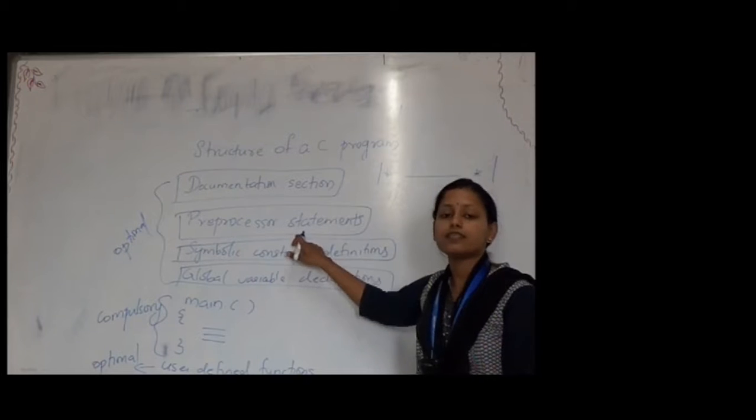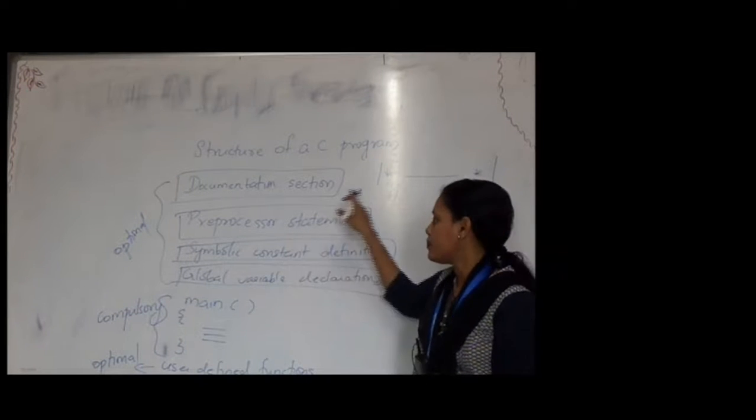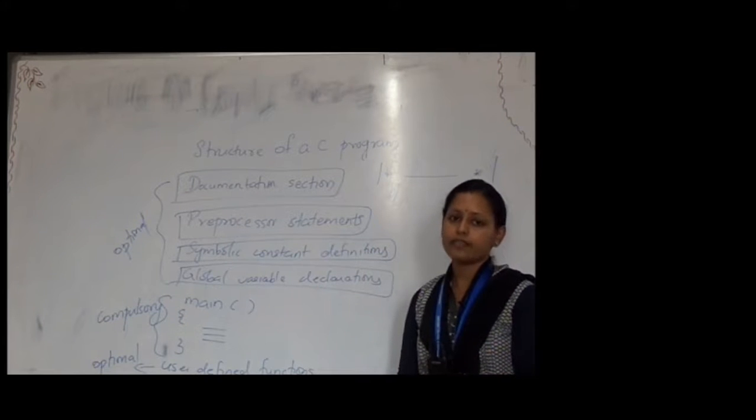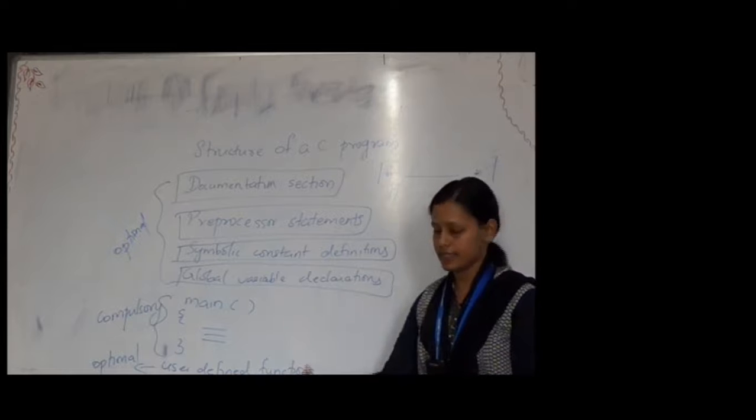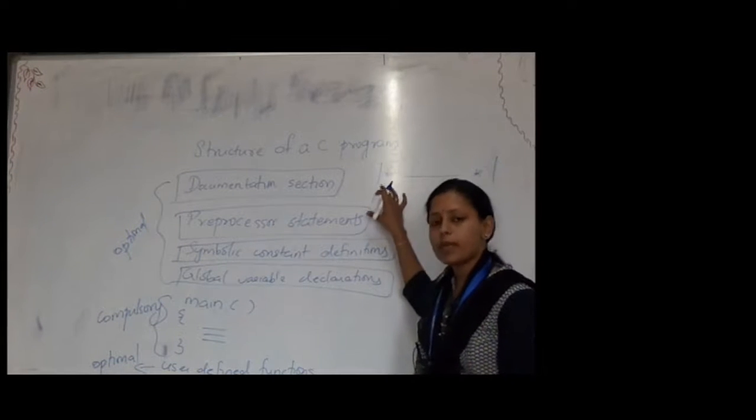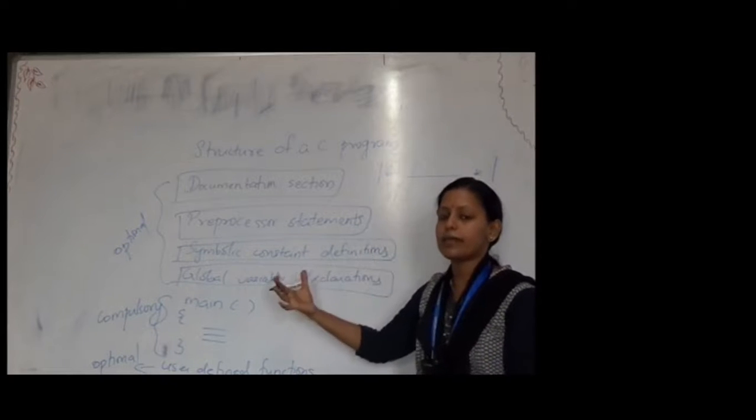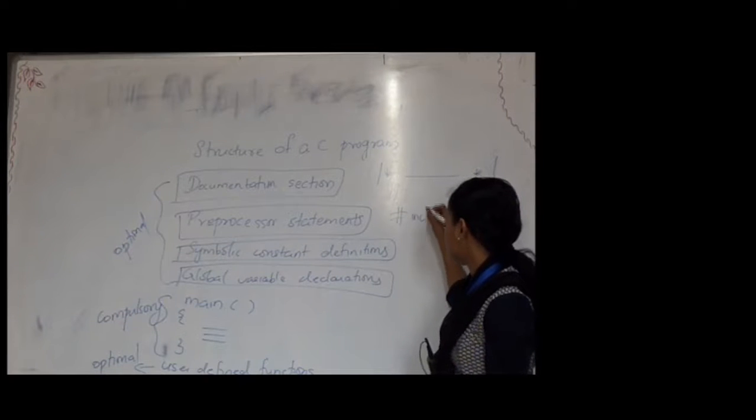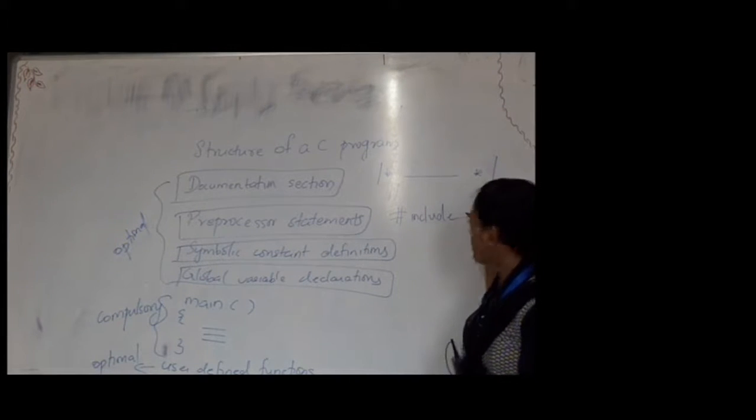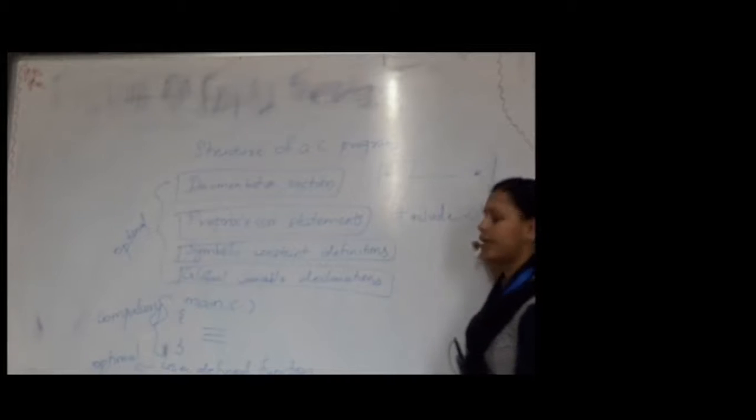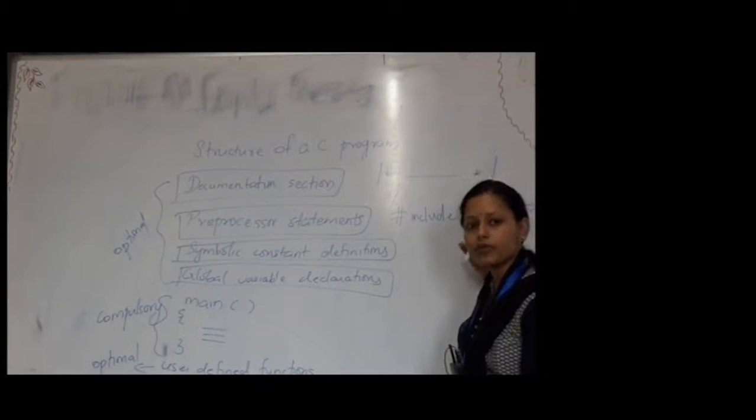The next section is the preprocessor statements. The preprocessor statements consist of macros, hash include statements, conditional compilation statements, etc., which are processed by the preprocessor before the actual compilation of the C program. So it includes statements which begin with hash include. For example, consider the statement hash include stdio.h. This is a preprocessor directive which includes the file stdio.h into our C program.